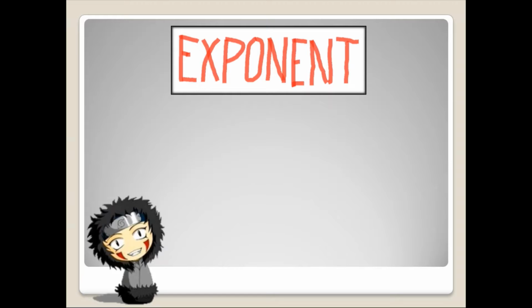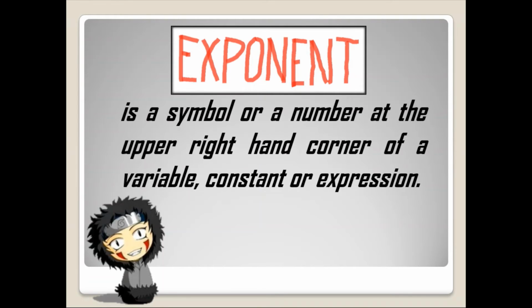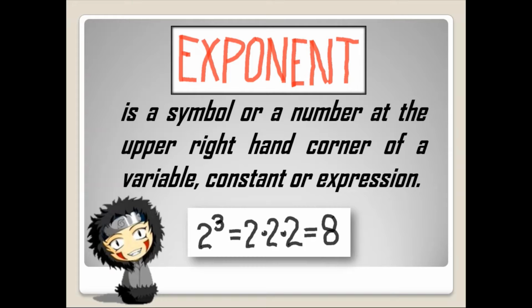Now another part in an algebraic expression is called the exponent. An exponent is a symbol or a number at the upper right-hand corner of a variable, constant, or expression. This exponent tells us the number of times the base is used as a factor. So if I have 2 cubed, that does not mean 2 times 3. It means 2 is used 3 times as a factor. So that becomes 2 times 2 times 2. Simply, that's equal to 8.